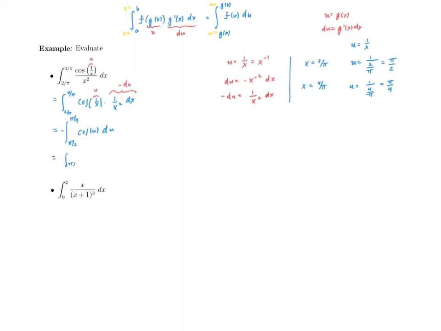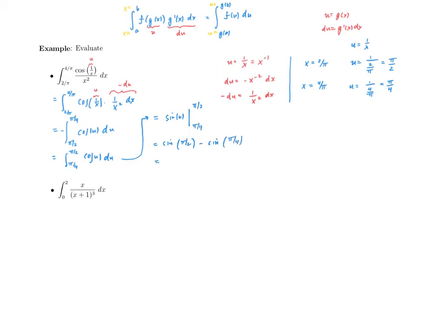So this would be the definite integral from pi over 4 to pi over 2 of cosine of u. And note I've run out of space, so I'm just going to go up to a new column to begin work. An antiderivative of cosine is sine. And by the fundamental theorem of calculus, we evaluate this from pi over 4 to pi over 2. That is, we replace each u with pi over 2, minus sine, replace it with pi over 4.